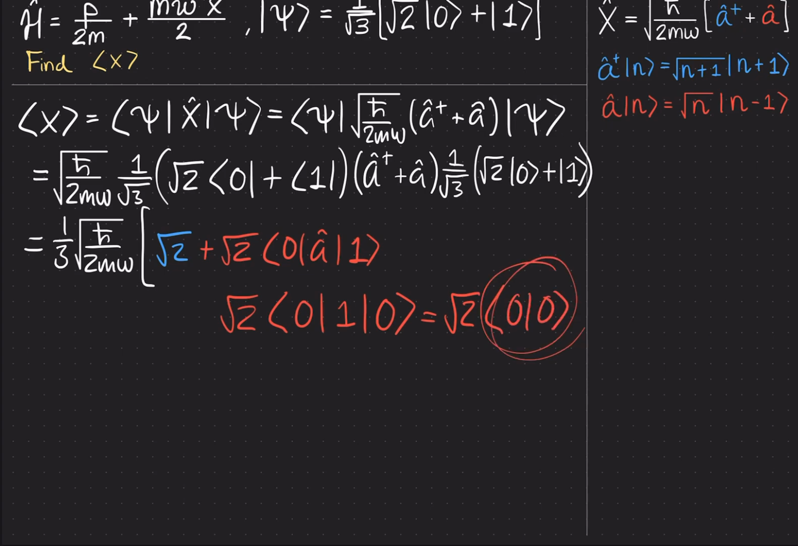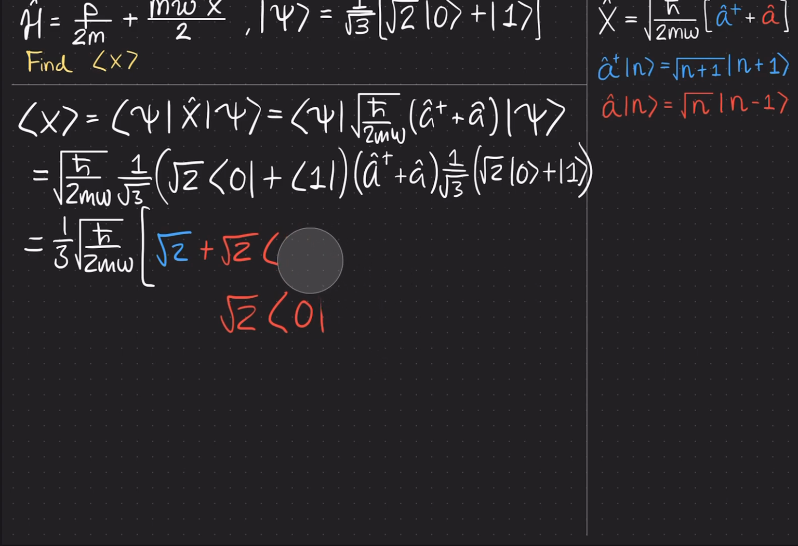But this inner product of 0, 0 is just equal to 1, and so this whole thing will just be equal to root 2. We can just write that there. So far we have 2 root 2's. Perfect. Let's see if there are any other non-zero terms. We've done all the ones related to this bra. Let's now check the 1 bra.